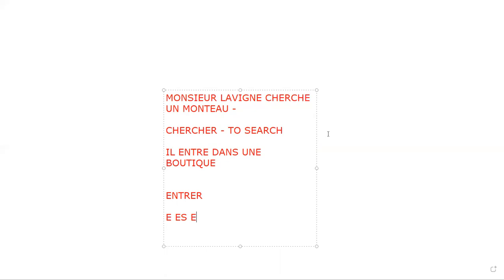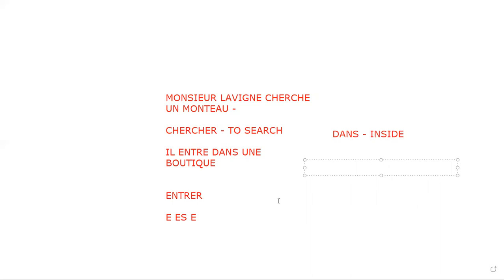Dans. We have a preposition which is inside. Dans is a preposition which is inside. He entered inside a boutique. A boutique. Une, we have a. He enters in a boutique. Il entre dans une boutique. Is it clear? He enters inside the boutique. Il entre dans une boutique. Is it clear?